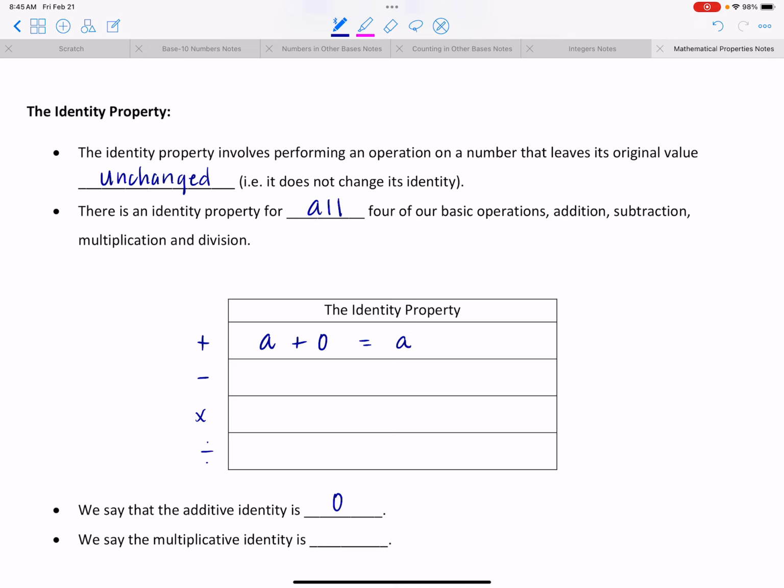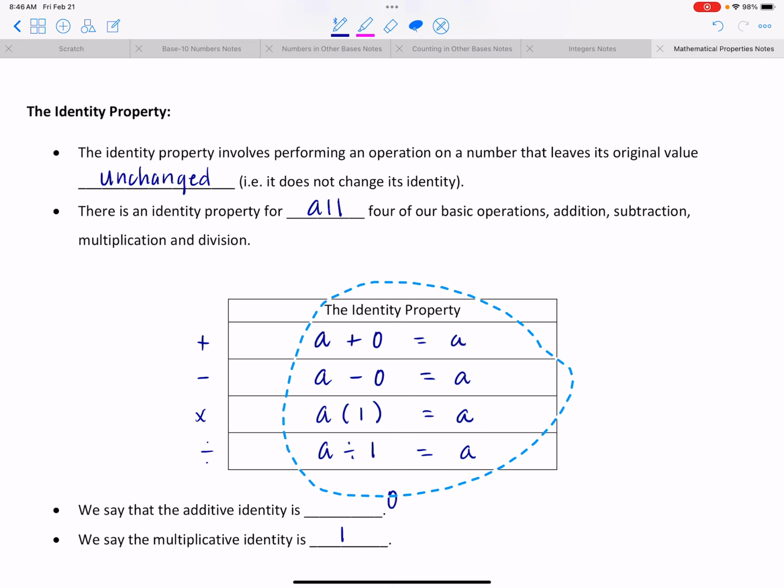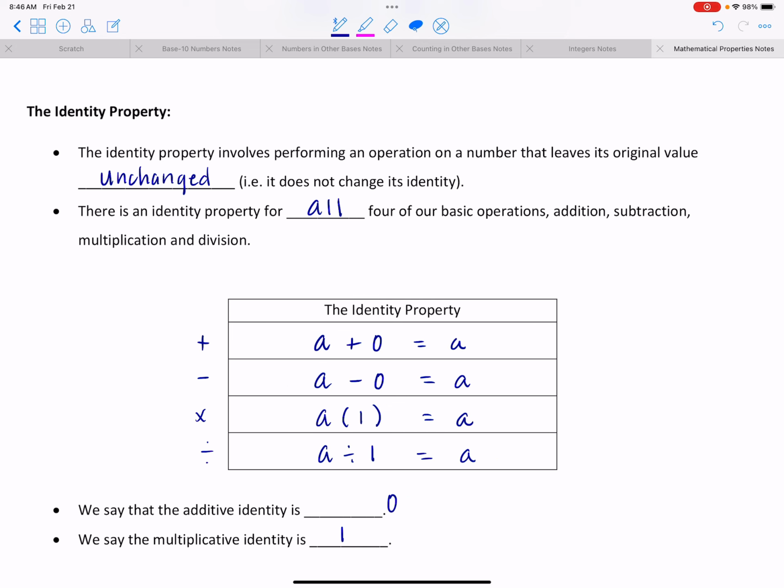And the same for subtraction. If I have a number and I subtract 0, again, not changing the value of my number. And then for multiplication, what could you multiply a number by without changing its value? Would be 1. If I took a number, any number, and multiplied by 1, it's not going to change the value of my number. So we say the multiplicative identity is 1. And same for division. If I took a number and I divided it by 1, I'm not going to change its value. I still have my number. Okay? So adding or subtracting 0, multiplying or dividing by 1, not changing the value of our number. That's what we call the identity property.